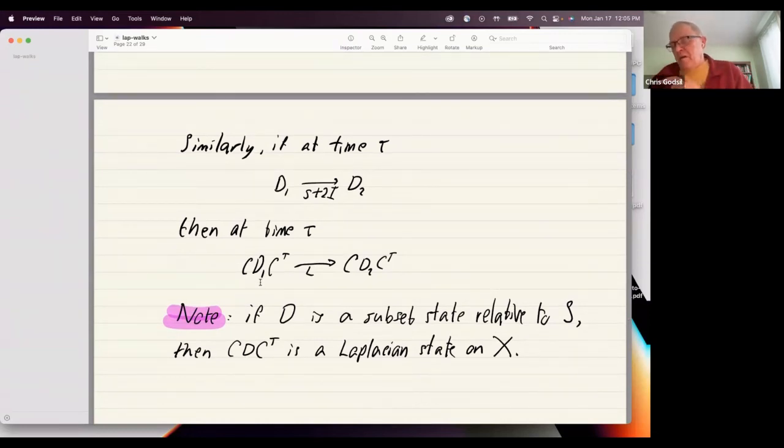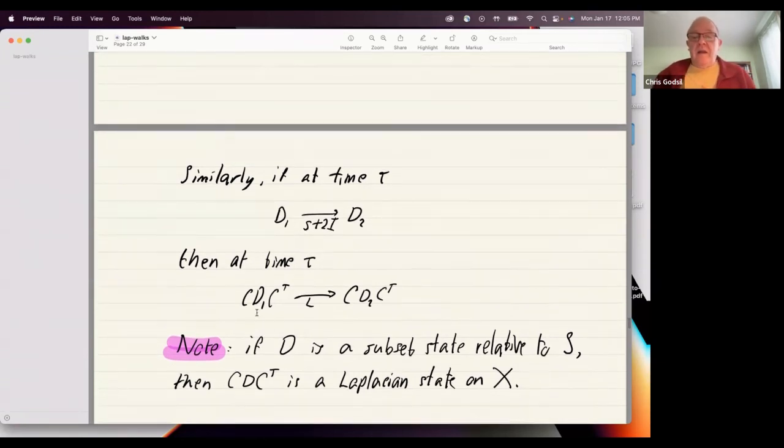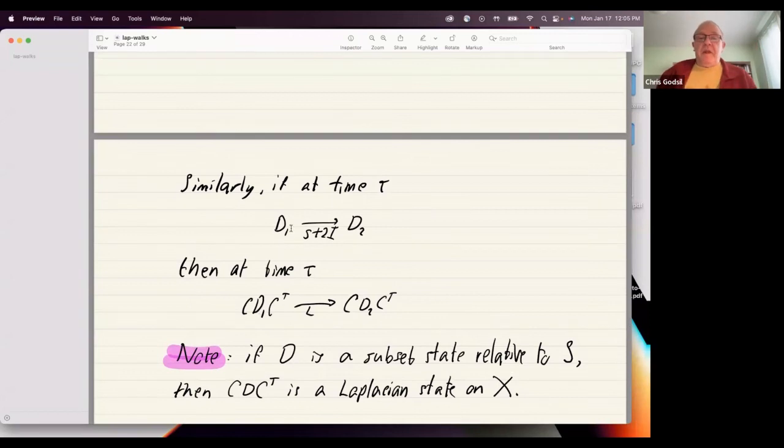Well, vertex states in the line graph correspond to edges in the underlying graph. And so the summary will be, if D is a subset state relative to the signed line graph, then this is a Laplacian state. So you have a correspondence between what's going on in the signed line graph and what's going on in the graph.